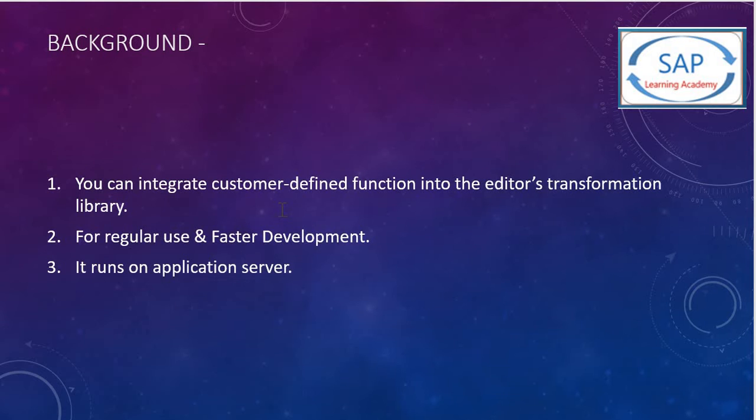We all know about the SAP delivered functions, like if I talk about substring, some datetime function, or concatenate. But here I'm discussing the customer defined function, where you can write your own logic, and that particular function can be built in your transformation library. It is used for regular or faster development because you can always have that function in your library. And it runs on the application server because you will be writing the code in a method. So this function runs on the application server, not on the HANA server.